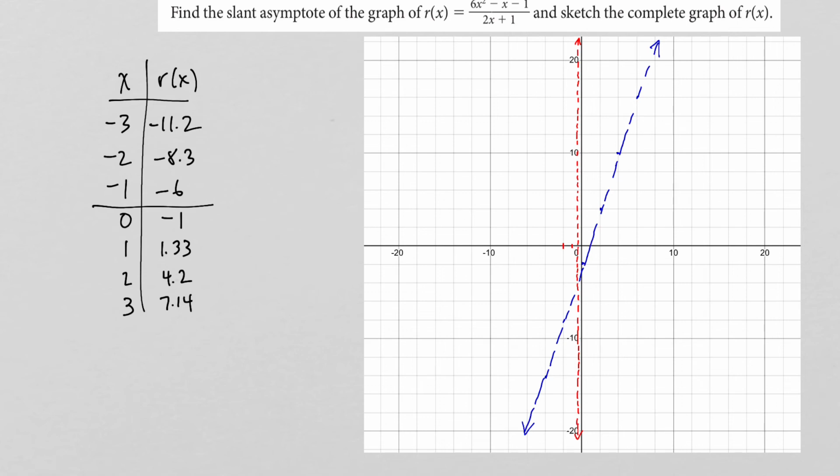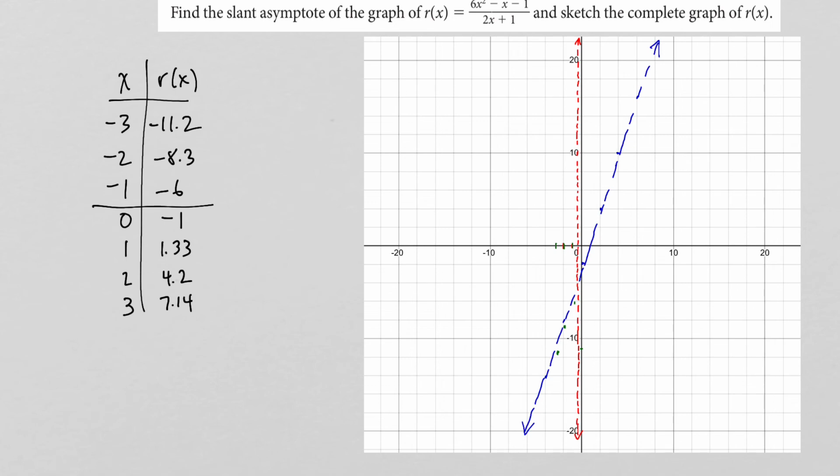So when x is -3, y is -11.2, so that will be x = -3 is right here, and then -11.2 is right about there. And then when x is -2, which is right here, y is -8.3, which is just a little bit below that point. And at -1, which is right here, y is -6, which is right here.